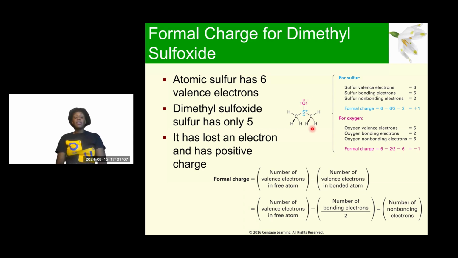Now, whenever you're writing Lewis structures or drawing anything, you must show your formal charge. You either need to show your formal charge or show your lone pairs. You must do that. If you don't have your formal charge or your lone pairs, that is incorrect. You have to show one or the other. I honestly, at this point, prefer you show both.